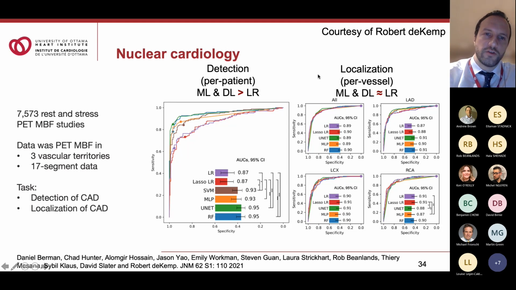So the detection was on a per patient basis, and they studied a series of different algorithms to do this. They used a linear regression, which is not typically seen as a machine learning algorithm in the modern sense of the term, and they used a UNet, which is a convolutional neural network, and a random forest. Interestingly, they showed significantly better performance with machine learning approaches for detection on a per patient level. However, for the localization per vessel, they showed really equivalent performance. So, interesting results that were published earlier this year.